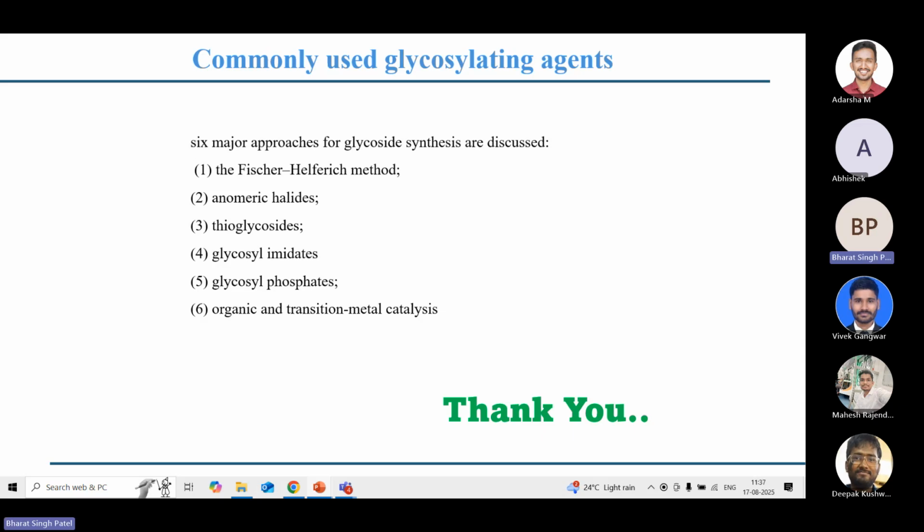So further we'll discuss the number of glycosylation methods which have been developed for the synthesis of oligosaccharides and glycans, like the Fischer and Helferich methods, halides, thioglycosides, imidates, phosphates, and other organic and transition metal catalyzed reactions.